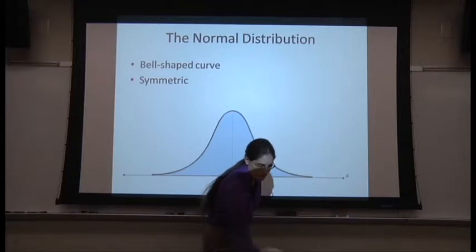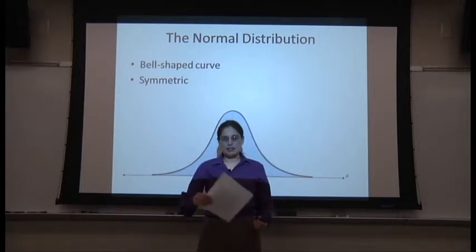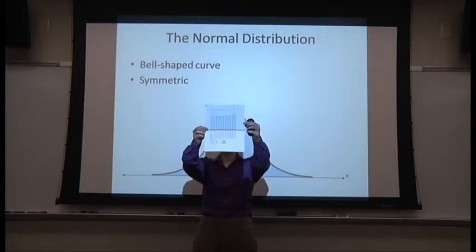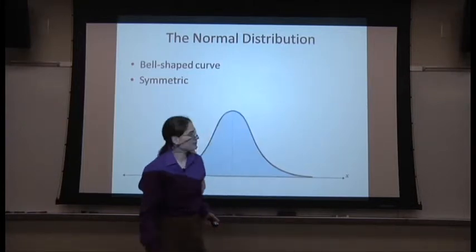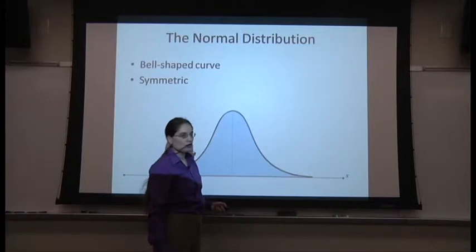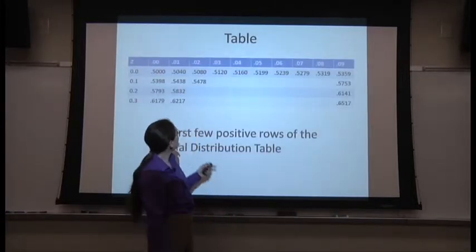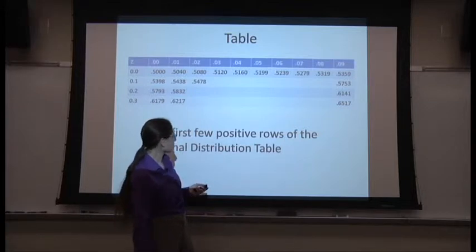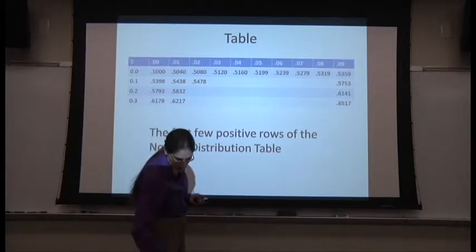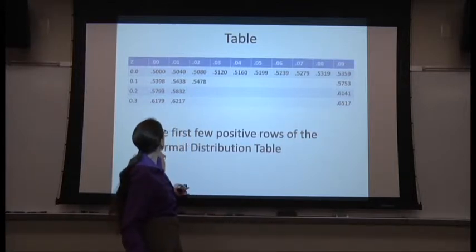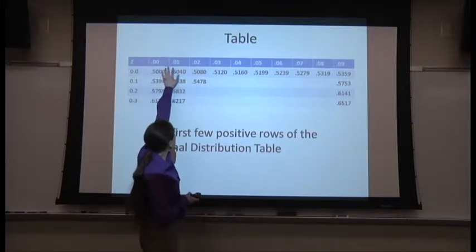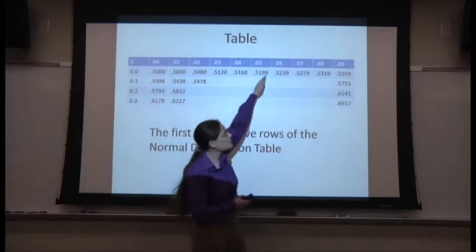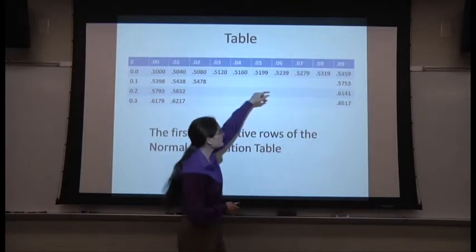Now, take out this table, the normal distribution table. It looks like this. This is the first few rows on the positive side of your normal distribution table. Across the top, 0.00, 0.1, 0.2, and so forth.